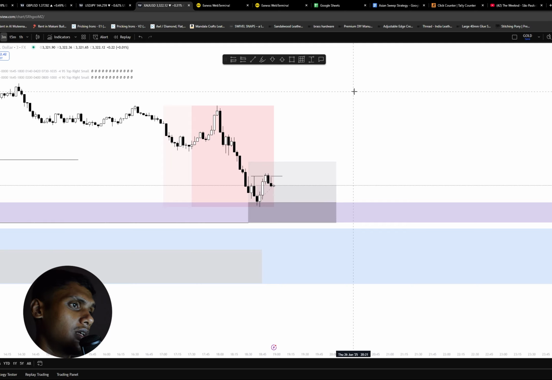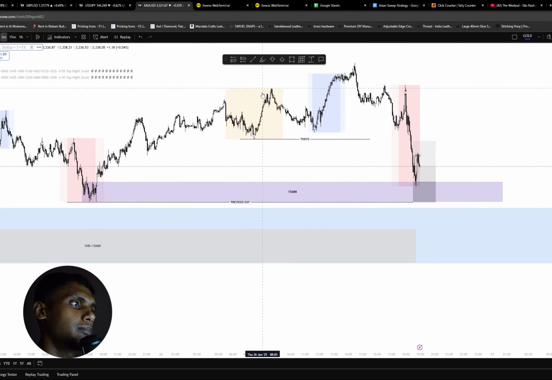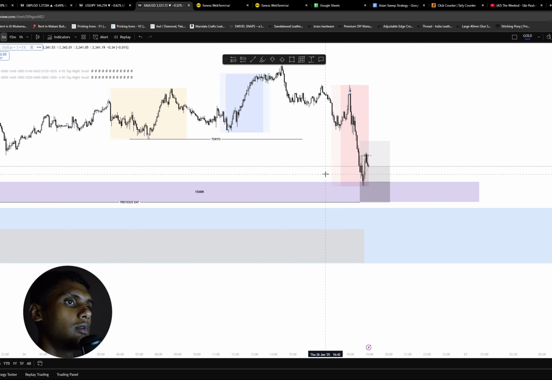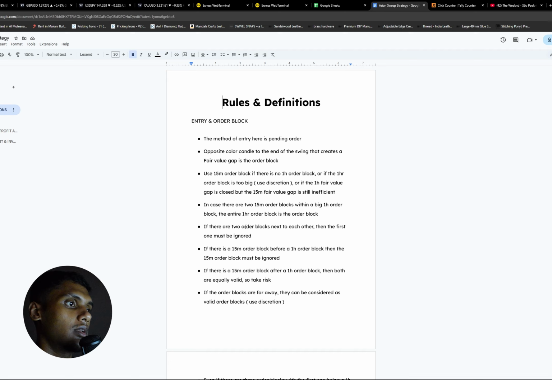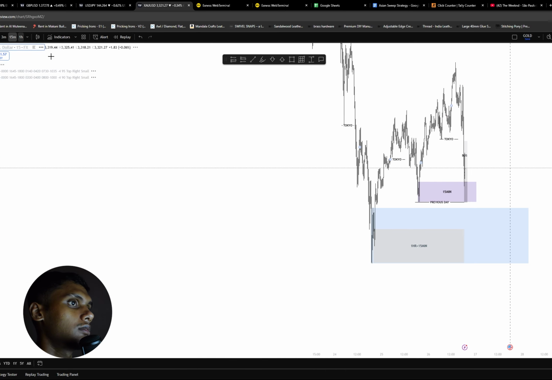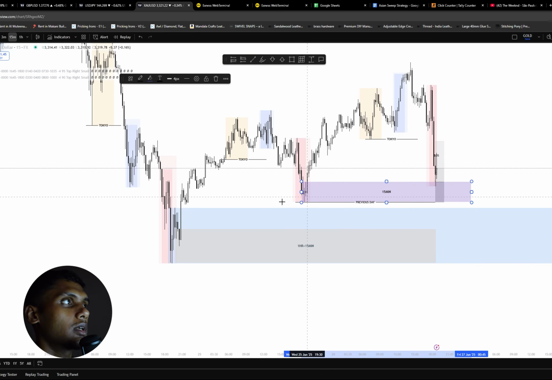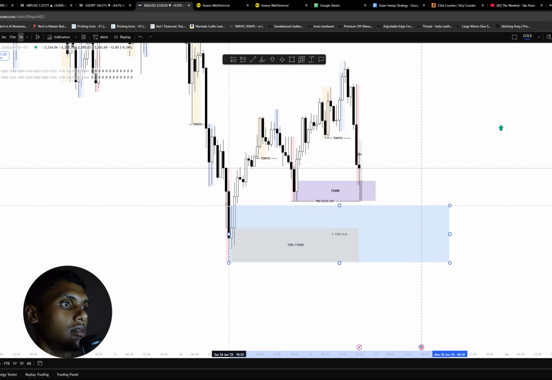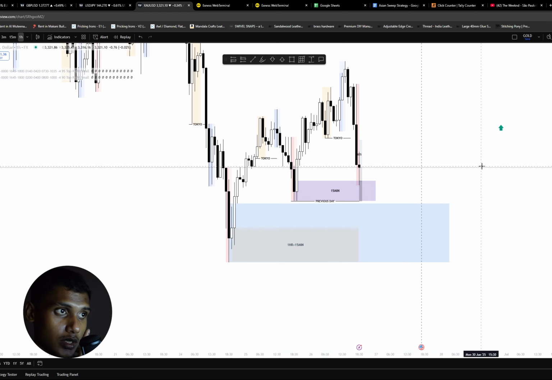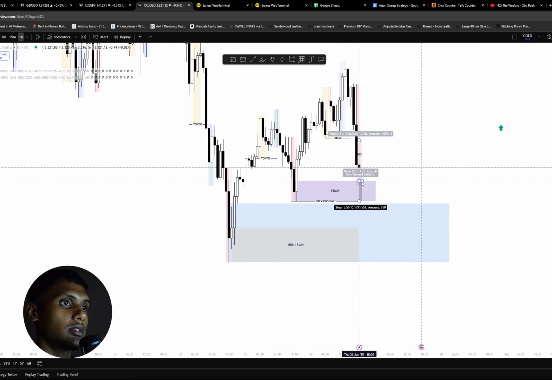The other trade which we planned, actually we placed a pending order here and we removed it because as per the rule, if there are 2 order blocks next to each other, then the first must be ignored. If there's a 15 minutes order block before a 1 hour order block, then 15 minutes must be ignored. So if you go here, there's a 15 minutes order block and then there's a 1 hour order block right below. So it's actually here. Okay, so that is why we have to ignore this 15 minutes order block.